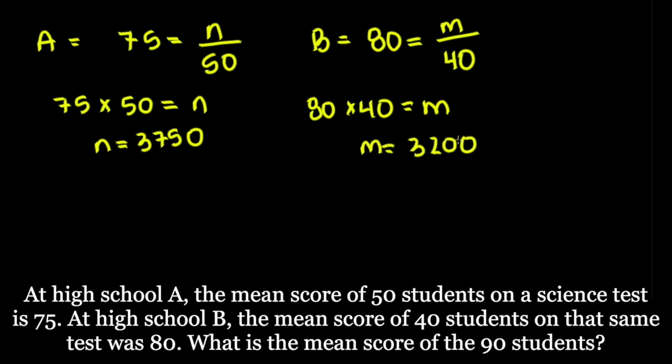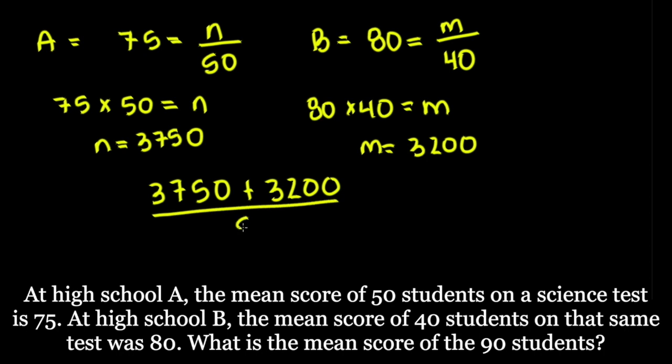Now what we need to do is add these two numbers together and divide it by all 90 students. So 3,750 plus 3,200, all divided by 90, is going to equal our answer. If we plug all of this into our calculator, we approximately get 77.3. So the mean score of 90 students from both high schools is approximately 77.3.